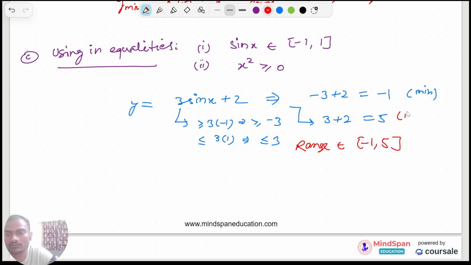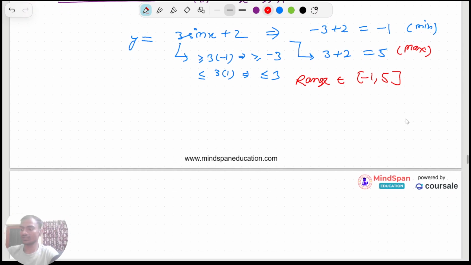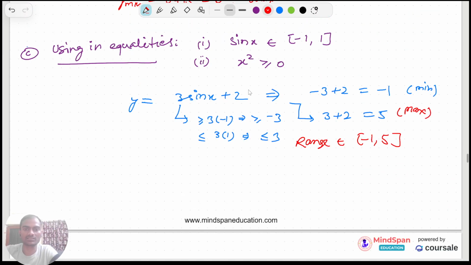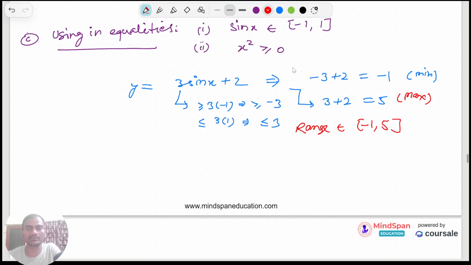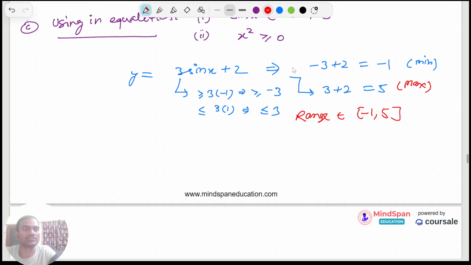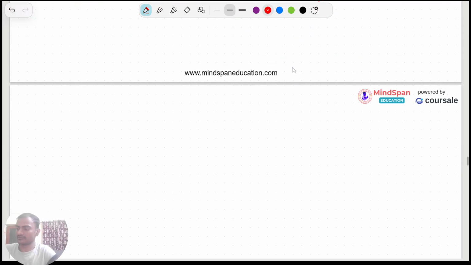Okay. And similarly, you can use x square greater than or equal to 0, this inequality, and others that are available. Like log x, no, log x has everything as output, so we cannot use that. Okay.